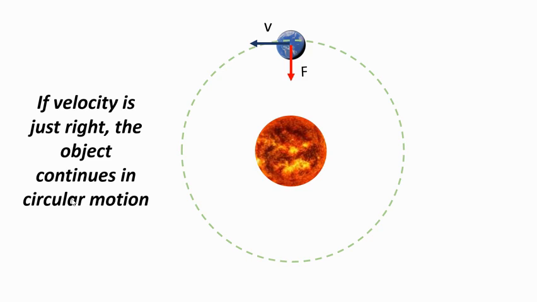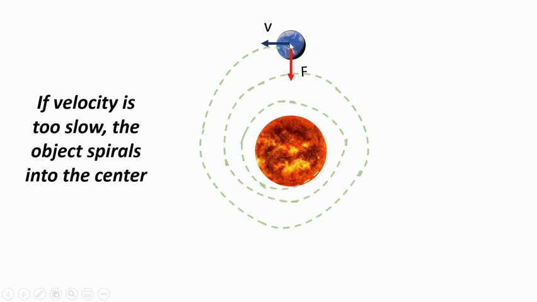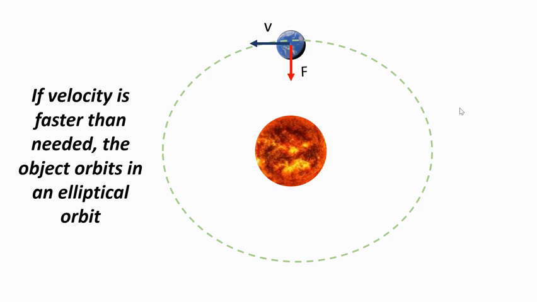So you can imagine you have an object in circular motion, for instance, a planet going around the sun. If the velocity is just right, then the force and velocity are both going to affect the motion so that it goes in a circular path. If the velocity is too slow, then it's going to get closer and closer to the sun, and eventually it's going to spiral into the sun until it's burned up. But if the velocity is too fast, then it's not going to be a circular orbit. It's going to be more of an oval.